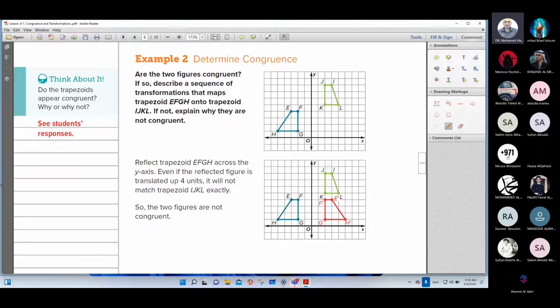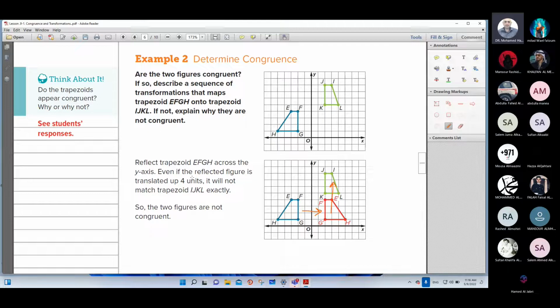But listen here. This is the pre-image, and this is the image. From the pre-image in the blue color to the red color here, we have what? Reflection. Then from the red to the green, we have what? We have translation. So reflect the trapezoid across the y-axis from here to here.